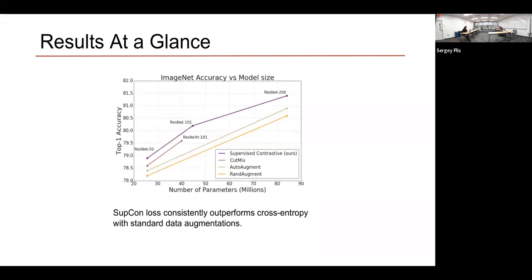So this is their results at a glance. They have tested their learning technique over different architectures using different kinds of augmentation techniques. And they have shown that supervised contrastive loss outperforms the other baselines, like cross entropy loss with CutMix data augmentation, cross entropy loss with AutoAugment technique, and so on.